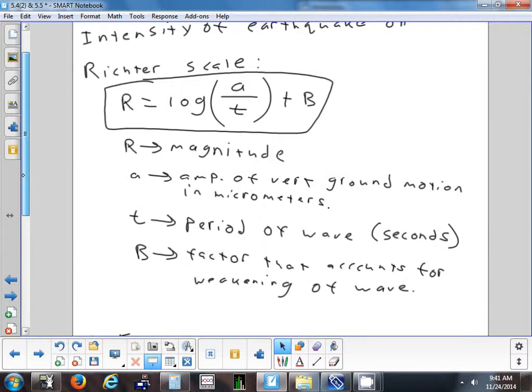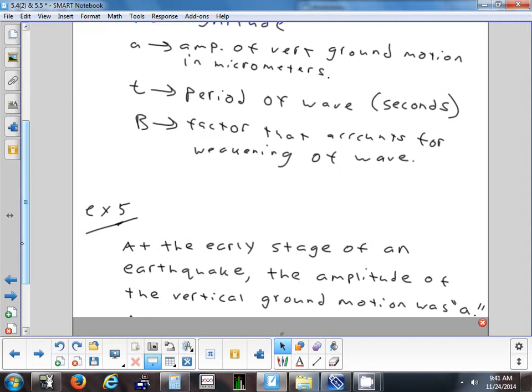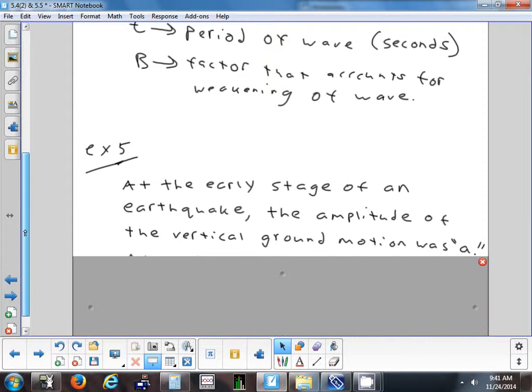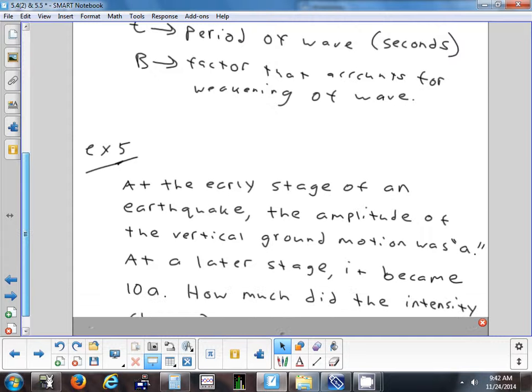Right, we're going to use that formula to answer this question. So it says at the early stage of an earthquake, we don't know the exact vertical ground motion, but we'll just say it was A. So at some stage during an earthquake, the vertical ground motion was A. At a later stage, it became 10 times as much. So the ground started moving 10 times as much as it was. Now remember, that's in micrometers. So it's a very, very small movement.